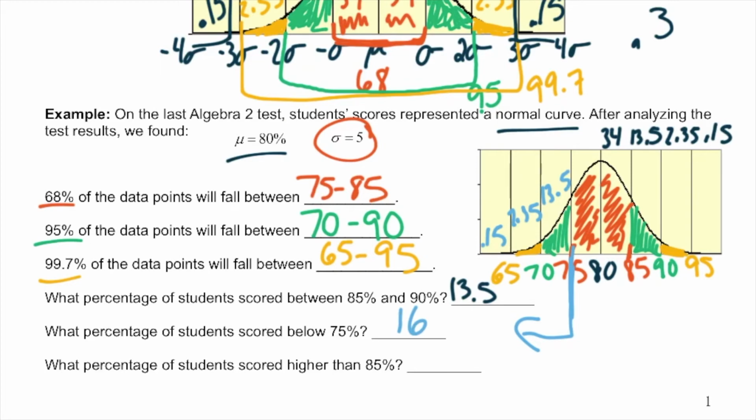Our last question here is talking about the percentage of students higher than 85. So I'm going to find my 85 right there, and I want to add up everything to the right. So that's going to be, again, 13.5, 2.35, and 0.15, which is another 16%. So all of these answers were percents, whereas the answers to the first three were the data values. So these were test scores. This is the percent of the test scores.